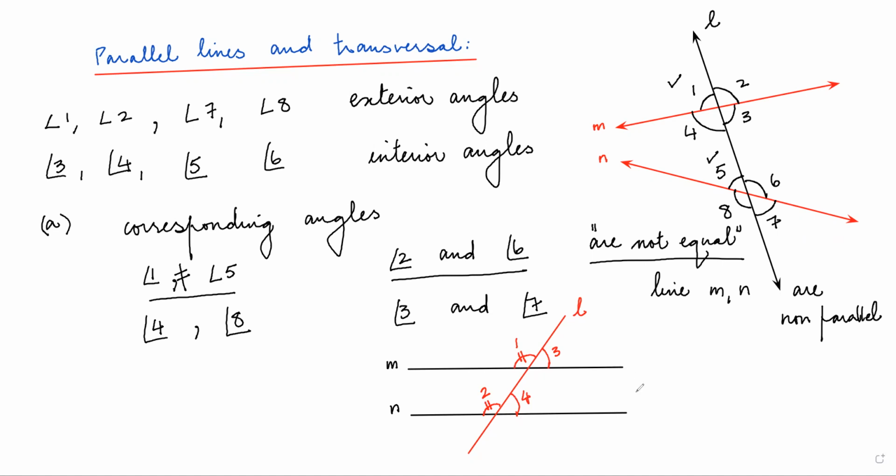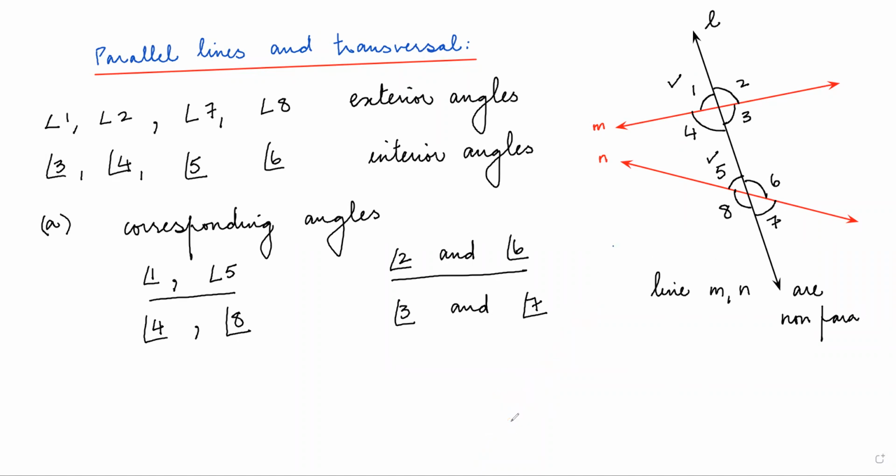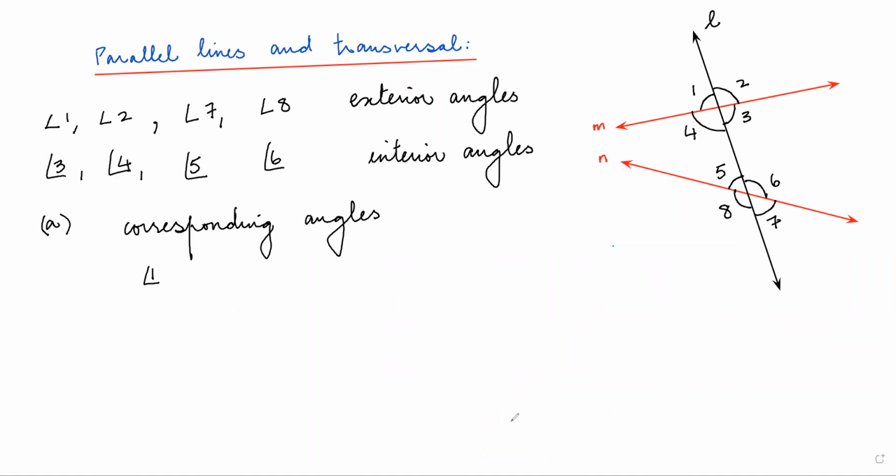When two lines are parallel, then the transversal L will make 4 pairs of corresponding angles. All the corresponding angles will be equal. 3 is equal to 4. Now you can say angle 5's corresponding angle is 6. These are also equal. And angle 7 and angle 8, these are also equal. So I've told you the difference between corresponding angles in non-parallel lines and parallel lines.